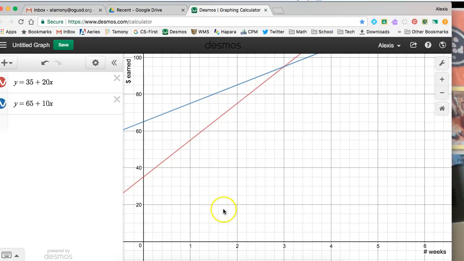Okay, so my scale's good. I can see what's happening on the graph. I've got my labels, and there is (3, 95). And from here, you'd take your screenshot and submit it. I would save as well if I were you.